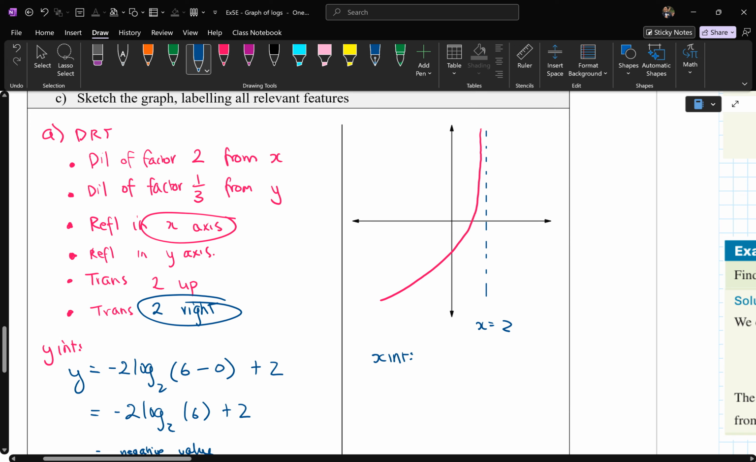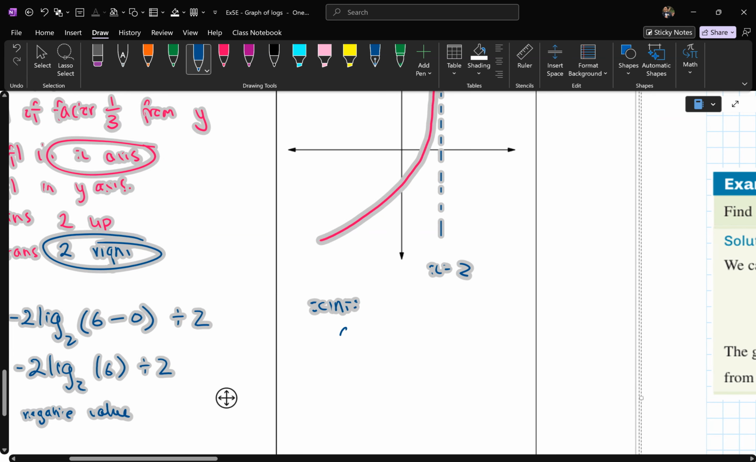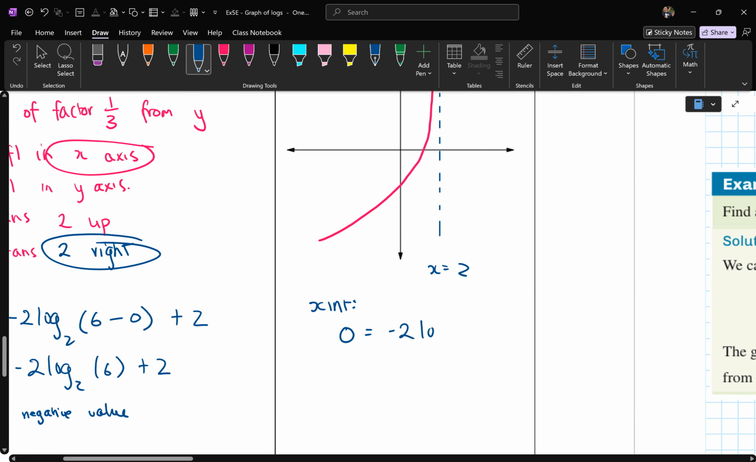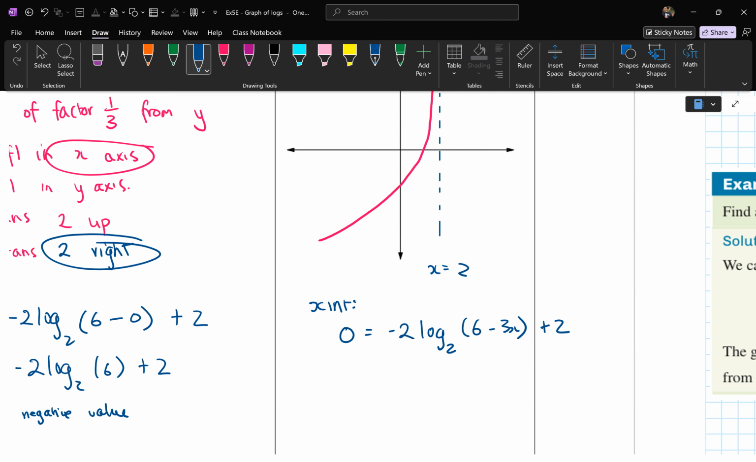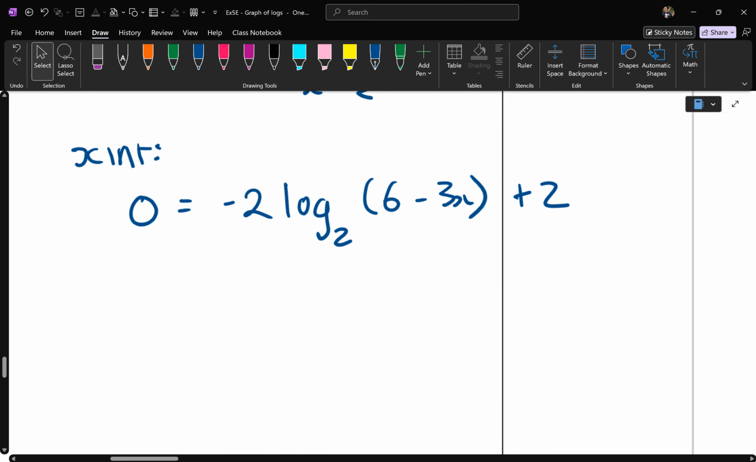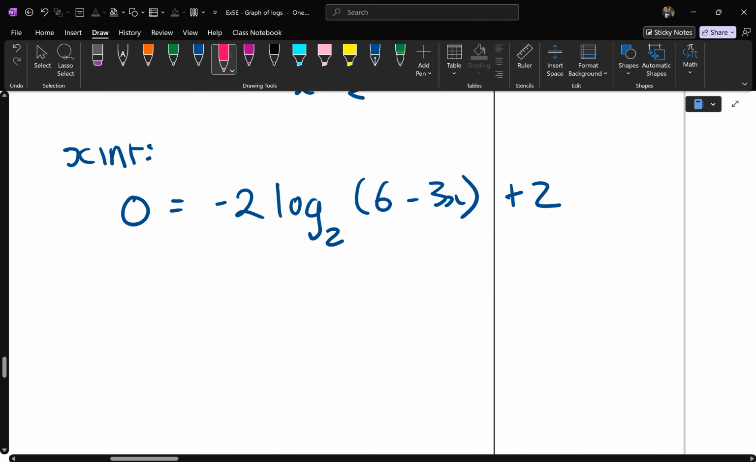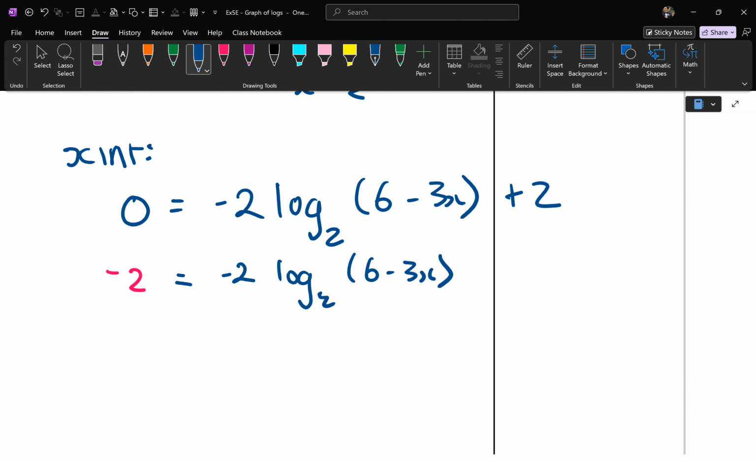X-intercept occurs when y is equal to 0. So you get 0 is equal to negative 2 log base 2 of 6 minus 3x, plus 2. Let's do it. Inverse operations. Minus 2 on both sides, and you get negative 2 log 2 of 6 minus 3x. Divide both sides by negative 2. You get 1 is equal to log base 2 of 6 minus 3x.